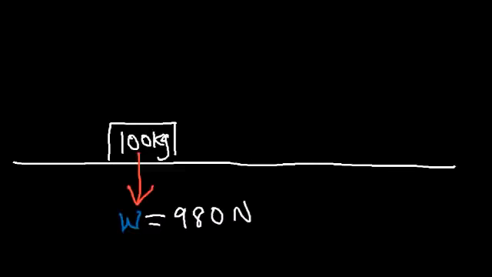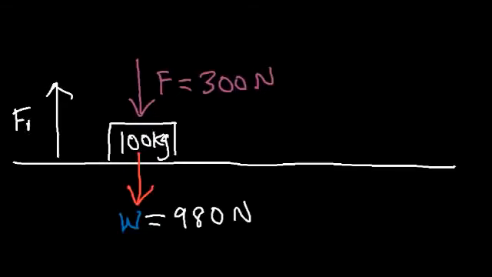So here's a question for you. What's going to happen if you press on the block? So let's say you apply a downward force of 300 newtons. What force will the surface exert on the block? So if you apply a downward force of 300, does the surface have to work harder to lift the block or keep it where it is? Or is it easier for it to maintain the block on its surface?